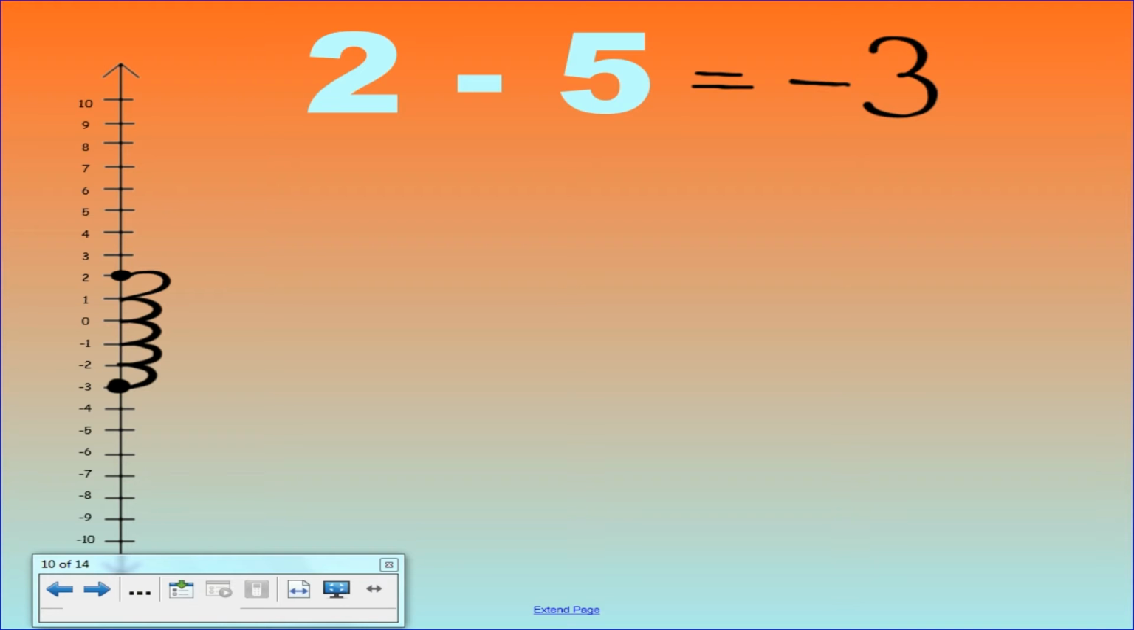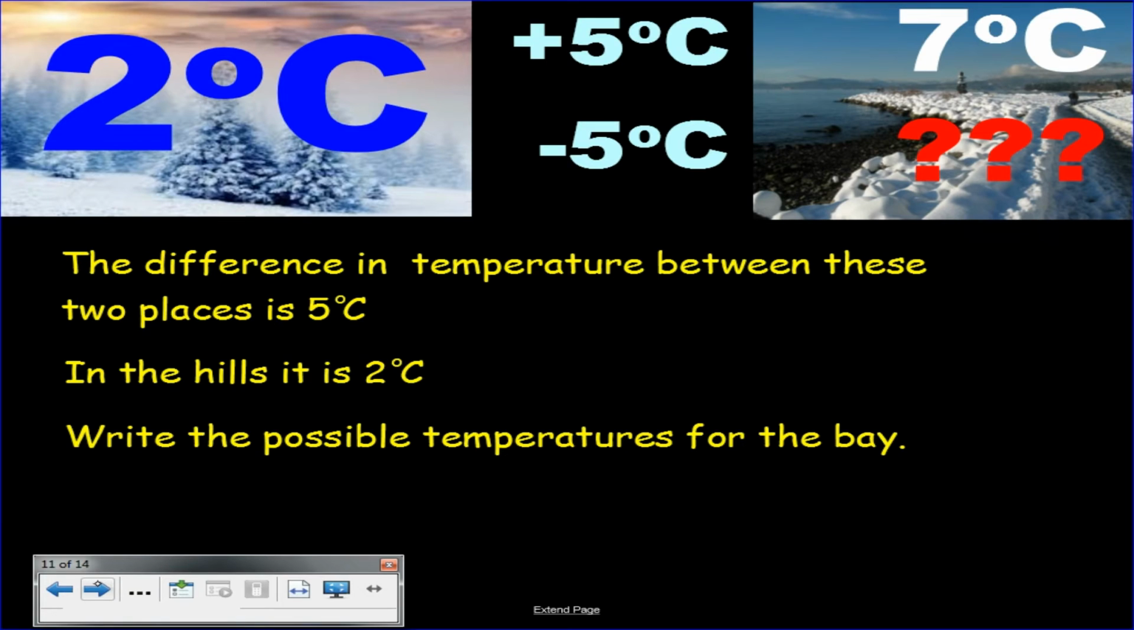When we subtract, we go down. When we add, we go up. And this is a clear way of getting the correct answer. So, our final answer is -3, but we normally say -3 degrees Celsius.